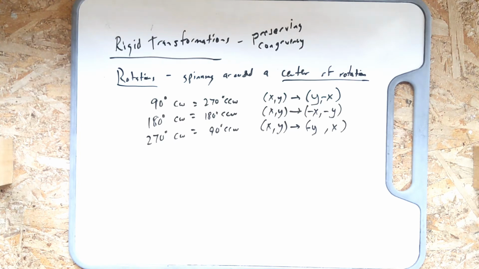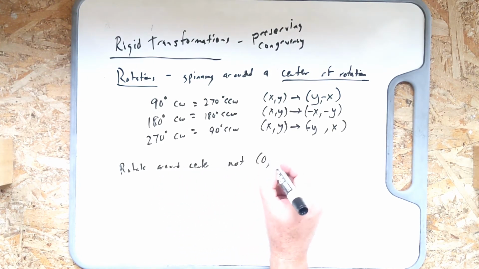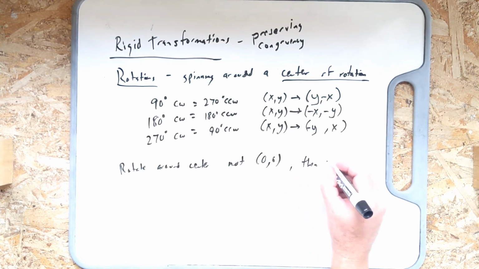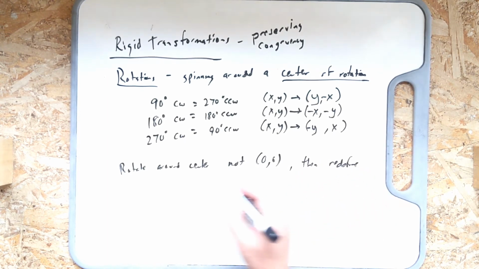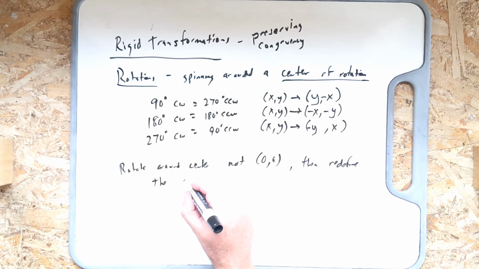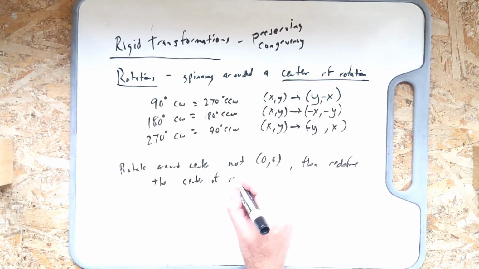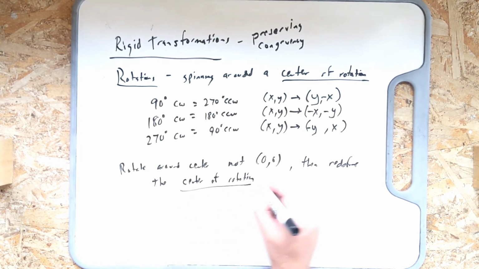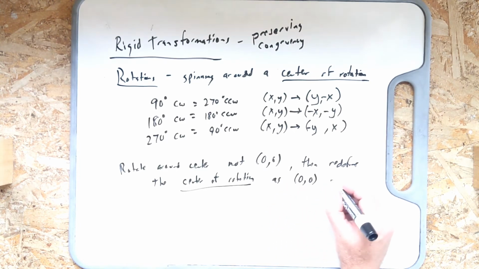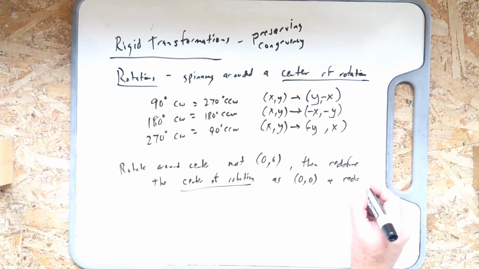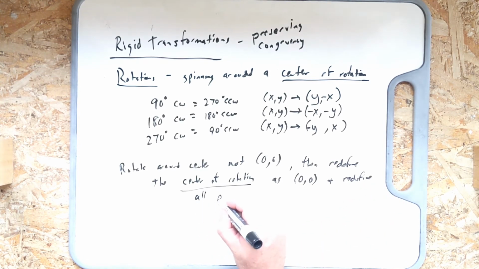And that is it. If you're rotating around a center not 0, 0, then redefine the center of rotation as 0, 0. I think you did that in the last one, and then just redefine all the points there, and then use these same sets of equations. Redefine all points. So you just need these equations, basically.